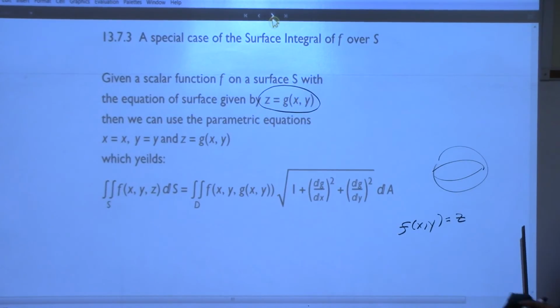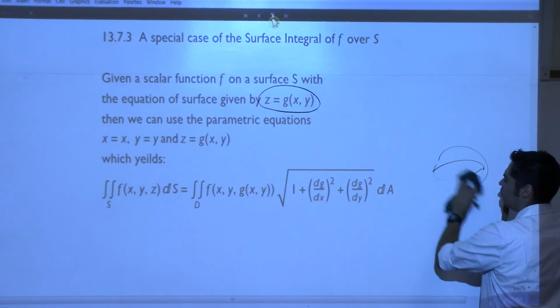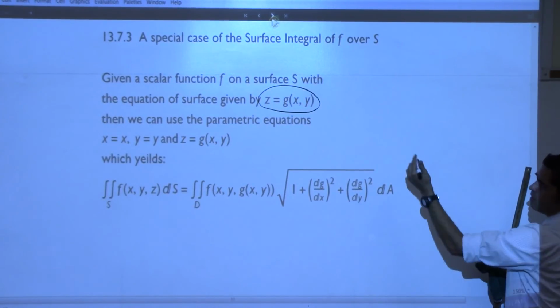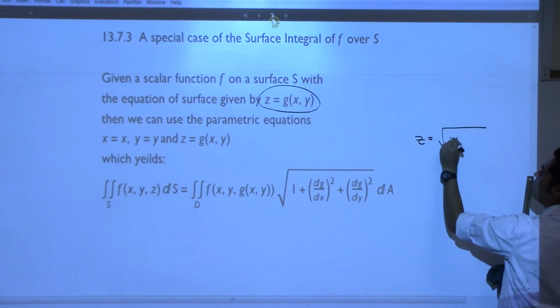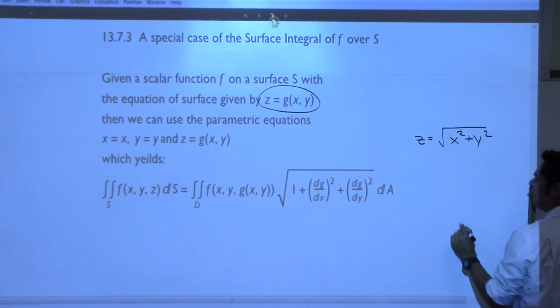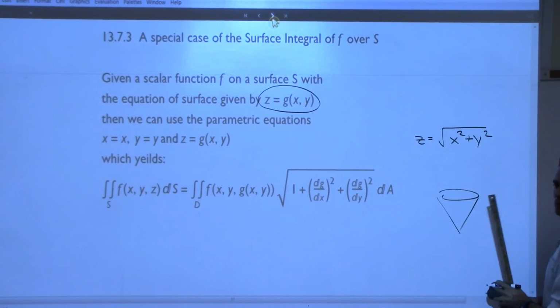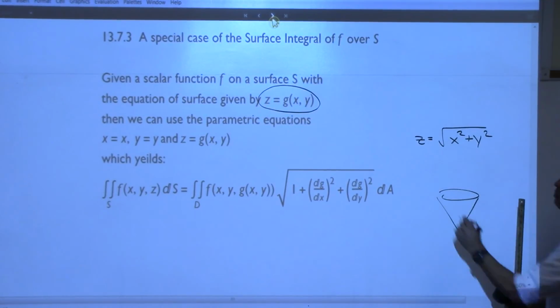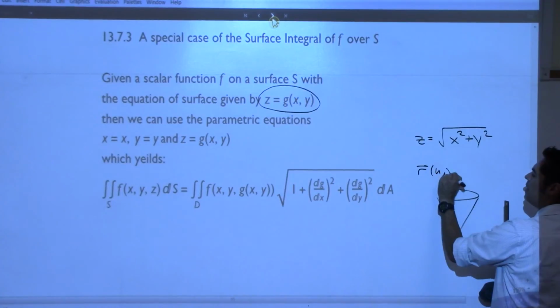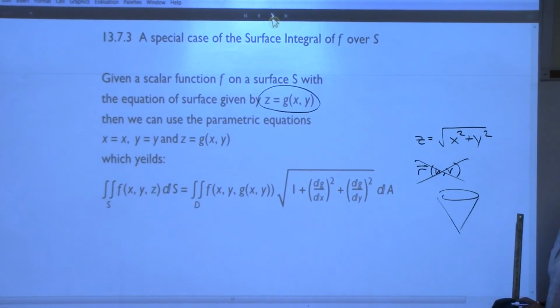So we couldn't. Understand? So one example of something we could use for this is, let's say we wanted to do just part of that cone. Remember that cone? What if I just wanted to do part of it? I could use this as the surface, right? And not ever have to come up with r of u, v at all, okay?